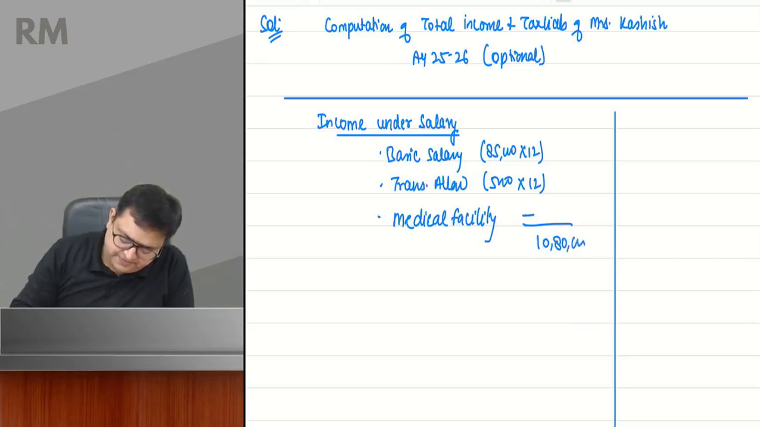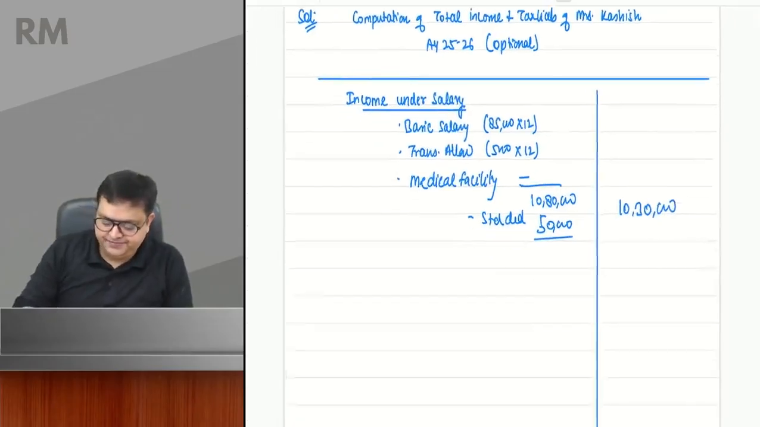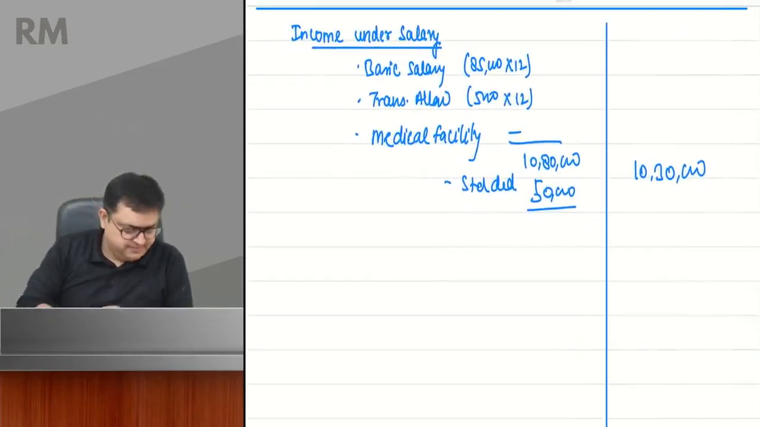10,80,000 minus standard deduction 50,000. 10,30,000 is the salary income. Done.